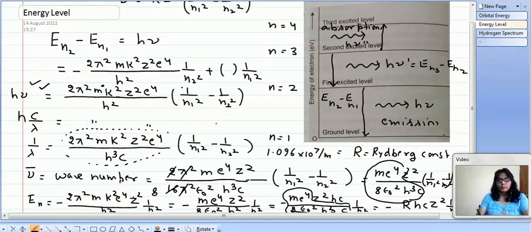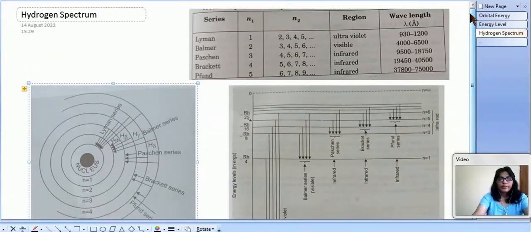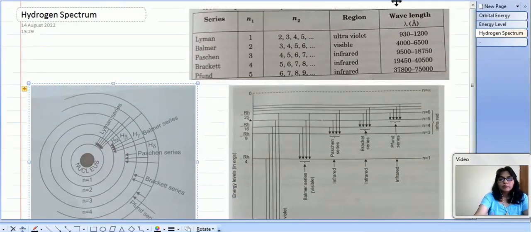So now with this knowledge we can go to see the hydrogen spectrum. Let us go to another page which is hydrogen spectrum. Here I have already pasted some pictures, and let us see what the hydrogen spectrum is. Again recall the picture like this, that there will be a nucleus, and around the nucleus there will be various orbits. So here various orbits are drawn.